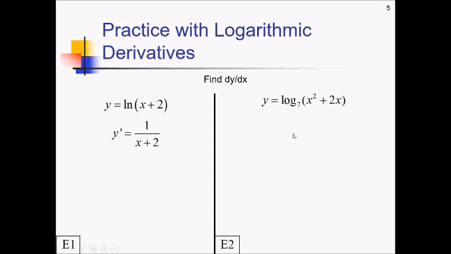Now for this next example, we're going to have to use our general log rule. So we're going to have 1 over the input, so that's 1 over x squared plus 2x, times the ln of the base. The base in this case is 7, so we're going to have ln of 7 down here. And now we have to multiply by the derivative of the inner function using our chain rule. So that's going to be 2x plus 2, and since that's automatically in the numerator, we're just going to stick that up top.